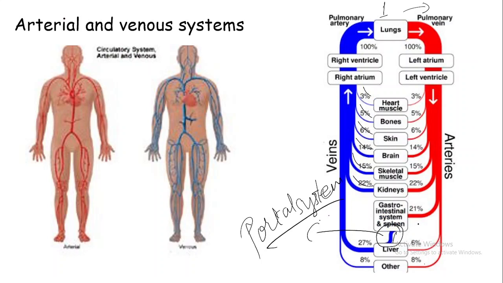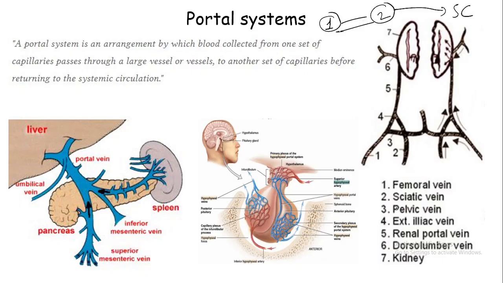Look at this. The blood that is collected, before it reaches the actual systemic circulation, moves from one part to another through another set of blood capillaries. So this is what a portal system is. It is also called localized circulation. Just have a look here. There are 3 important types of portal systems. One is the hepatic portal system.